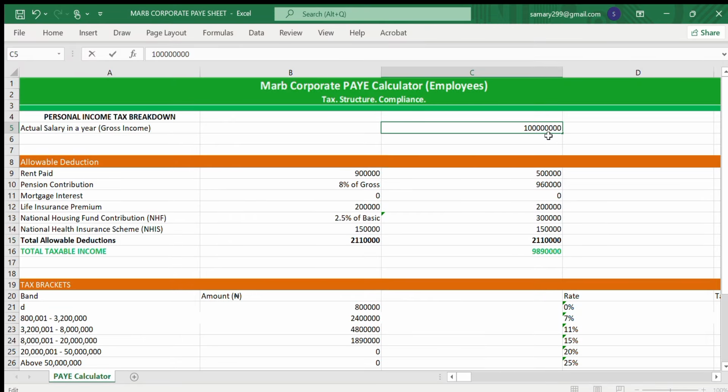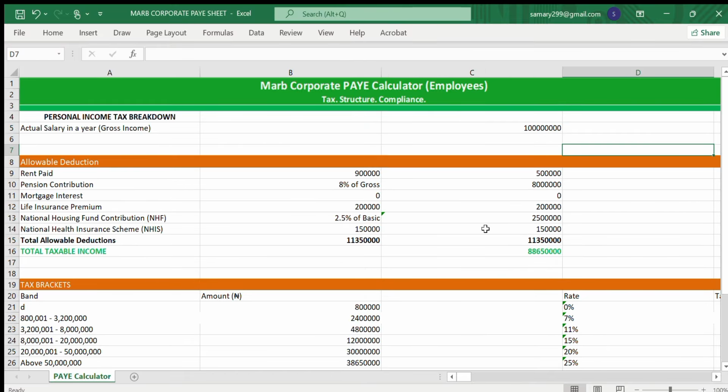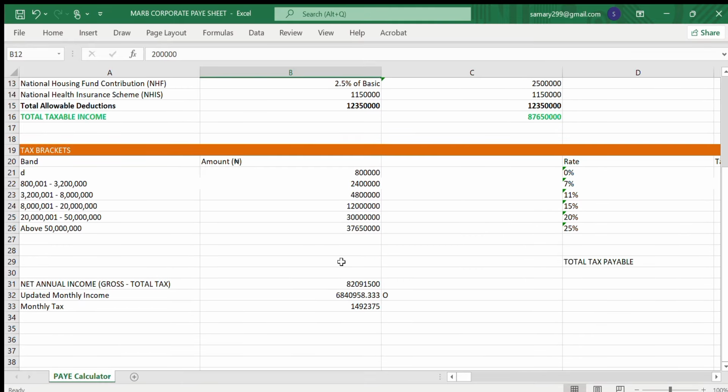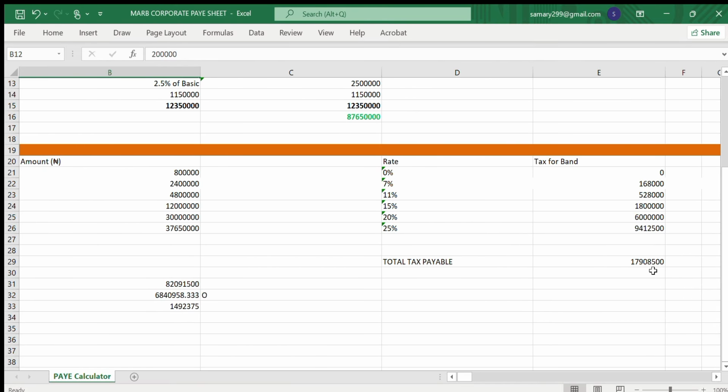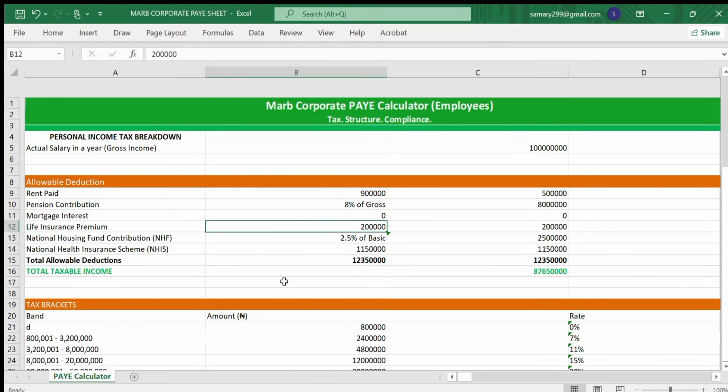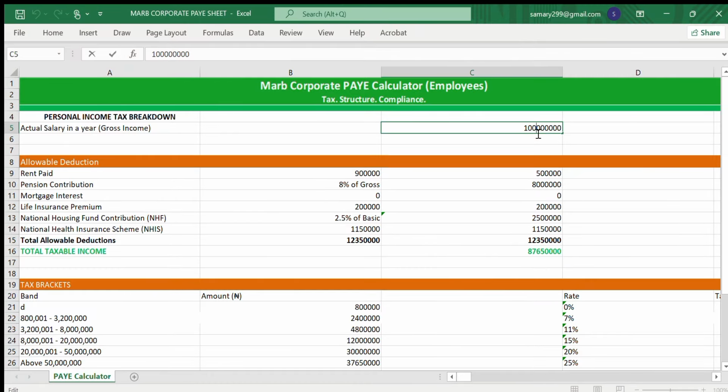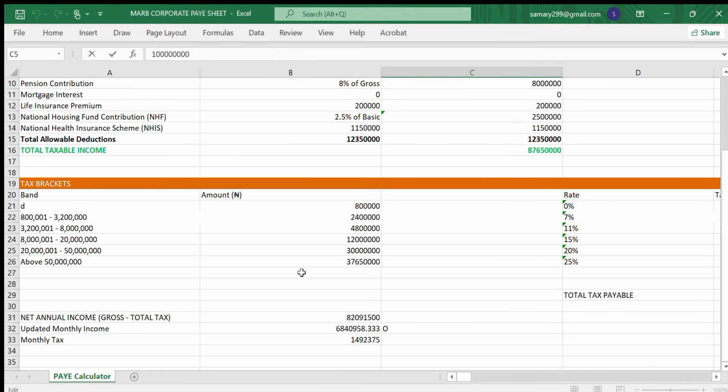Do you understand? So you can keep on going and increase this one to 100 million. Let's say we have somebody earning up to 100 million. You see, all this has increased again. You can also increase this particular one here, right? They have all increased. So if you look at our tax bracket now, we've exhausted everything. The total tax for this person will be about 17,908,500, and that's if the person is earning 100 million in a year. So that is how to use it.